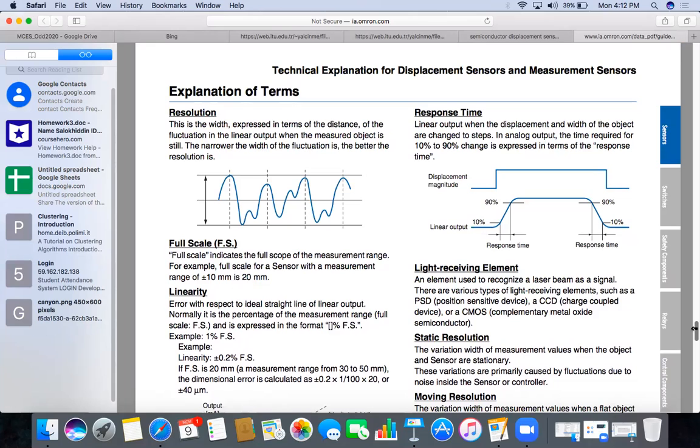Response time. This is the linear output when the displacement of the object is changed in steps. For the analog output, the time required for a 10% to 90% change is expressed as the response time. The displacement in step and the corresponding response are shown there, with a little bit of curve to some extent. So the linear output and the corresponding response from 10% to 90%, how the response changes, is shown there.